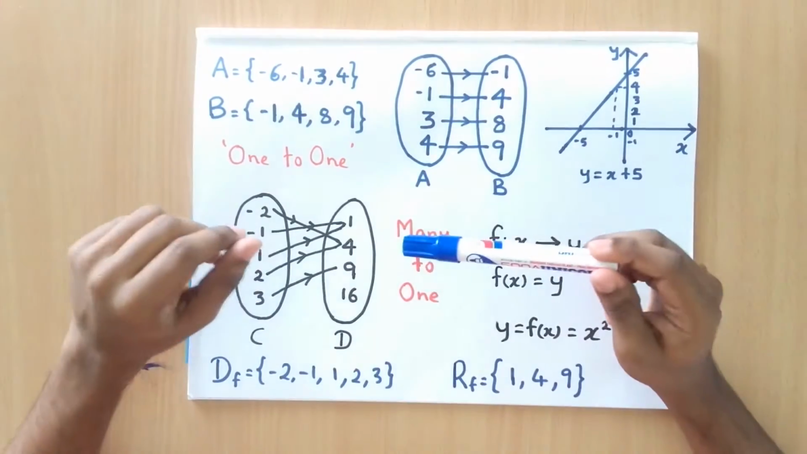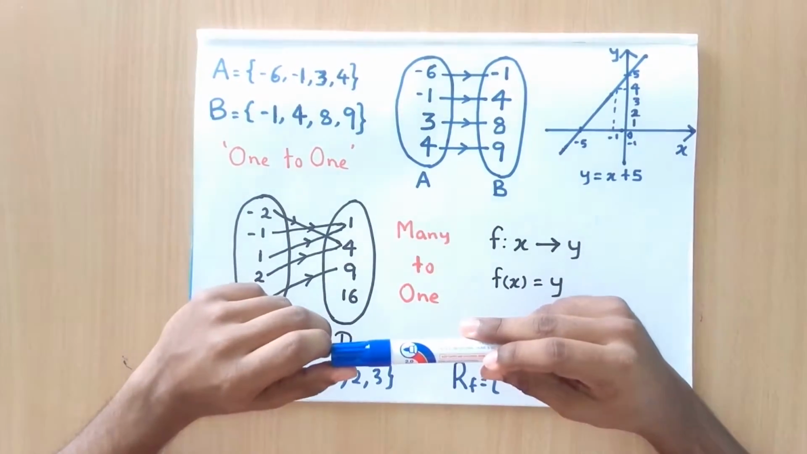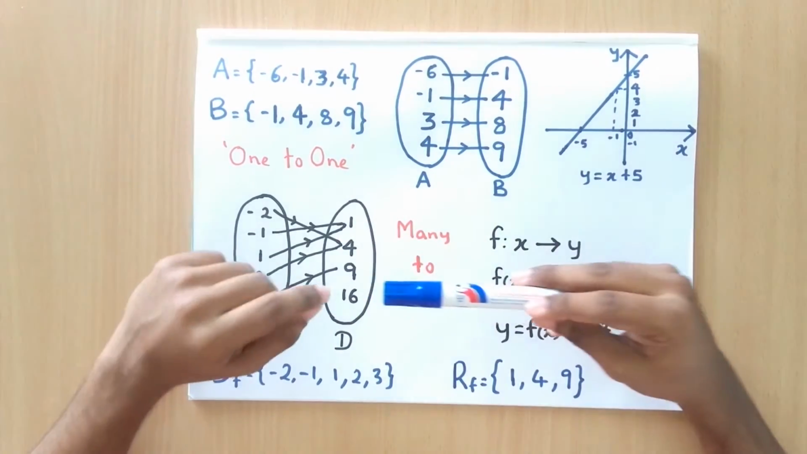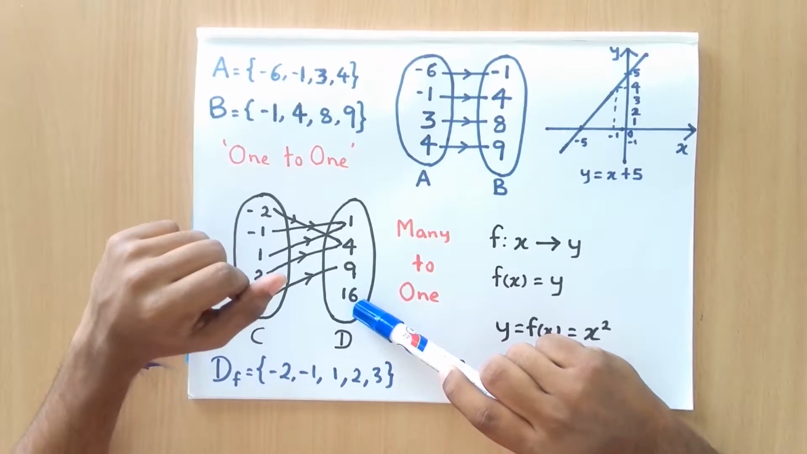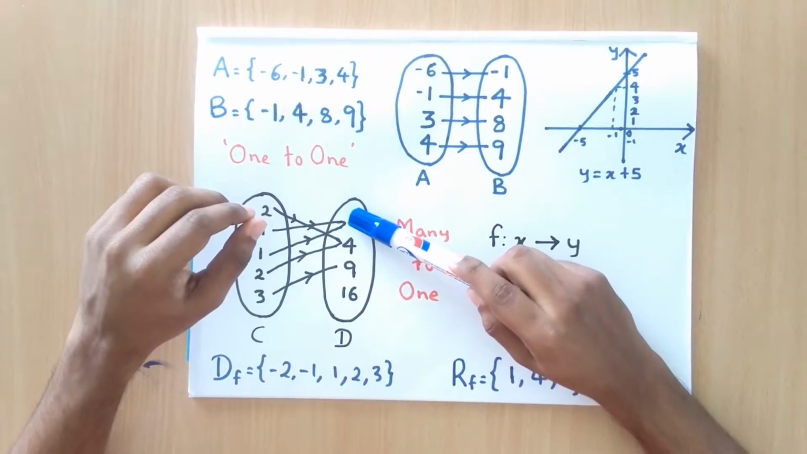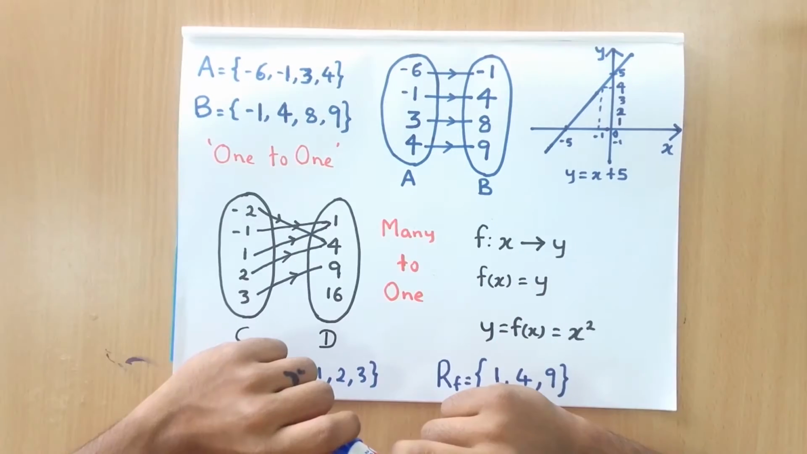The codomain refers to the values that could possibly come out of the function. In other words, all the elements of the set D, including the unmapped elements. So the codomain would be 1, 4, 9 and also 16.